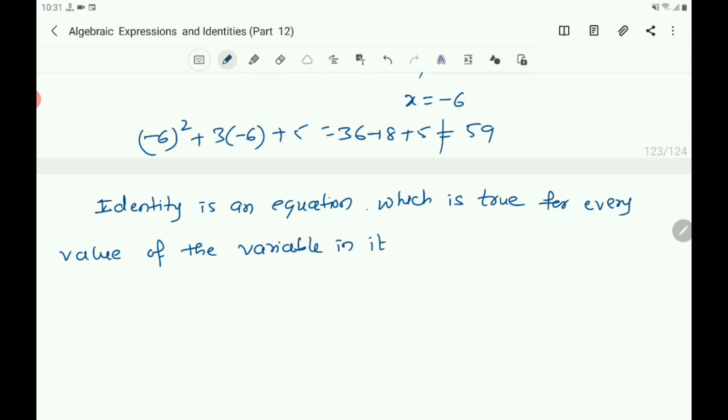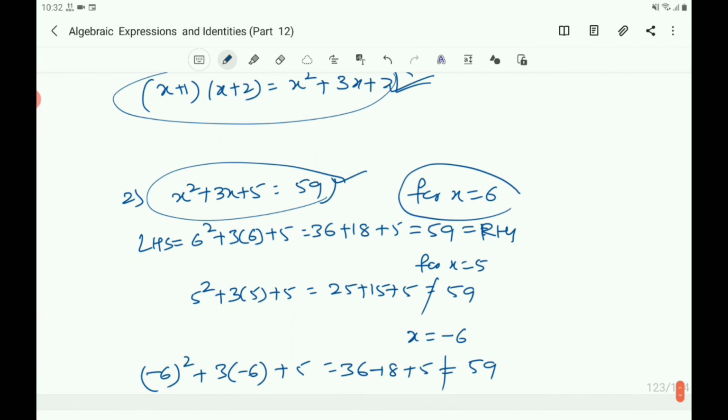So what is an identity? Identity is an equation which is true for every value of the variable in it. Next, the normal equation is there. It is also an equation, x square plus 3x plus 5 equals 59, but it is not an identity as it is not true for all values of the variable. Here the equation is not true for all the values of the variable, so it is called a conditional equation. It is not an identity.